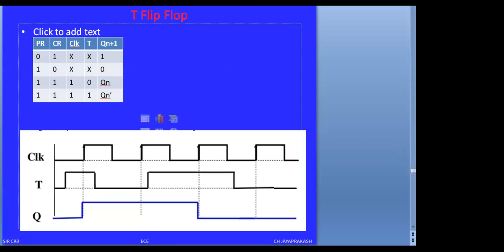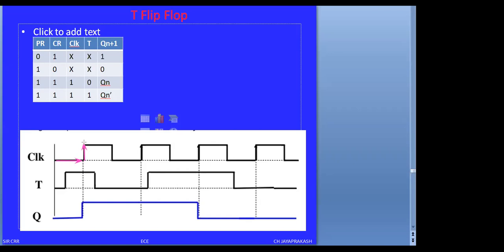In the T flip-flop, we are going to check the condition. Observe the timing diagram carefully. This is the interval where the clock started. During this interval there is no change in the output. This is the first clock pulse, and this is the first clock-triggered positive edge.